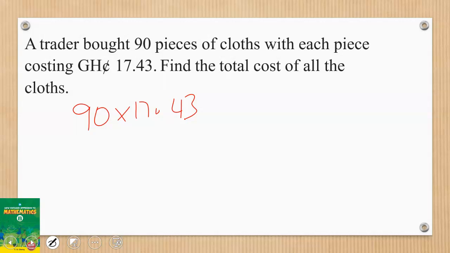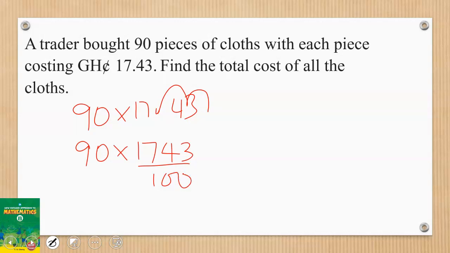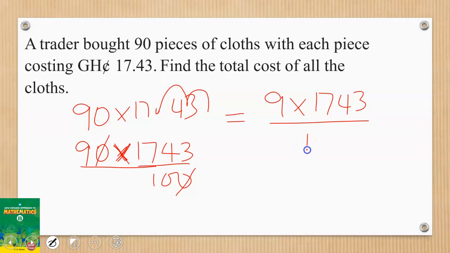So to make the work very easy for me, I will change this one to make it a whole number by moving the decimal point. So I'm going to have 90 times 1743 divided by 100, because I moved the decimal point 2 places, so I get divided by 100 like this. All right, so if that is true, then it means everything here is divided by 100 because of the multiplication here. If it were to be addition, then we could have separated them, but multiplication means everything will divide. So what it means is that I can cancel these two zeros so that my work now becomes 90 times 1743 divided by 10. You know the structure I'm using. I want to make the work very easy because I don't have a calculator.